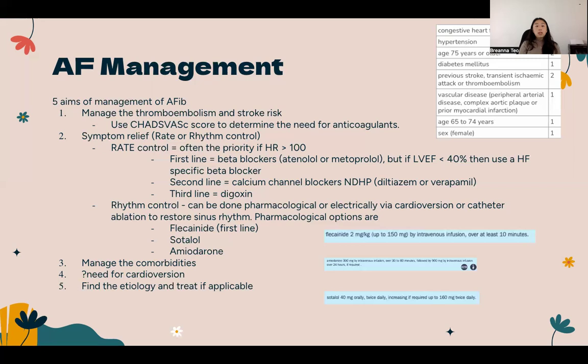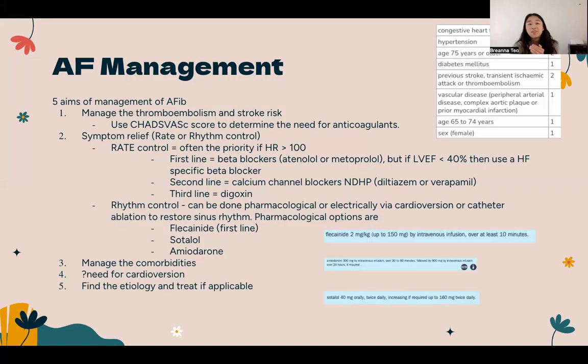Sotalol is more used for long-term control, but note that it can increase the QT interval. So we do want to be checking ECGs to prevent this or to catch on to it early if it does happen. But we would want to do cardioversion or catheter ablation, especially in our younger fit patients.